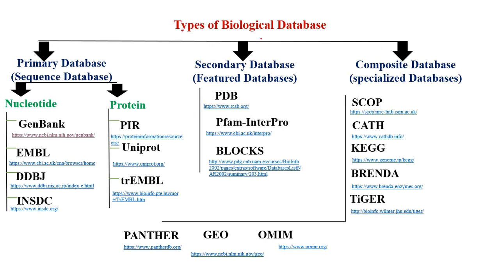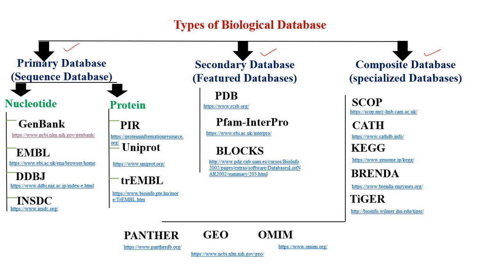Now these are the different databases. I have prepared a chart over here. Here I have divided the databases into three different categories: primary databases, secondary databases, and composite databases. We'll see one by one.